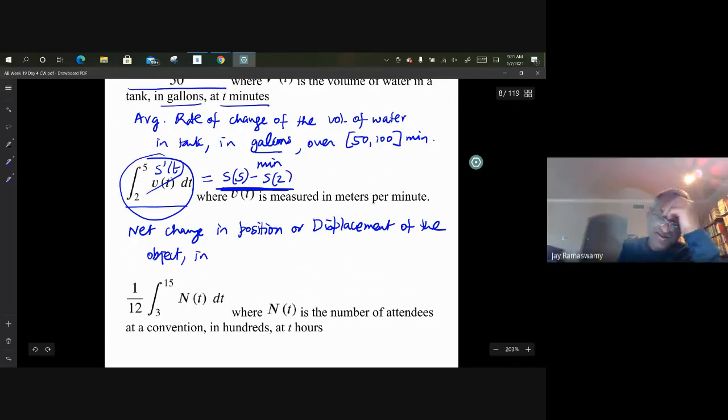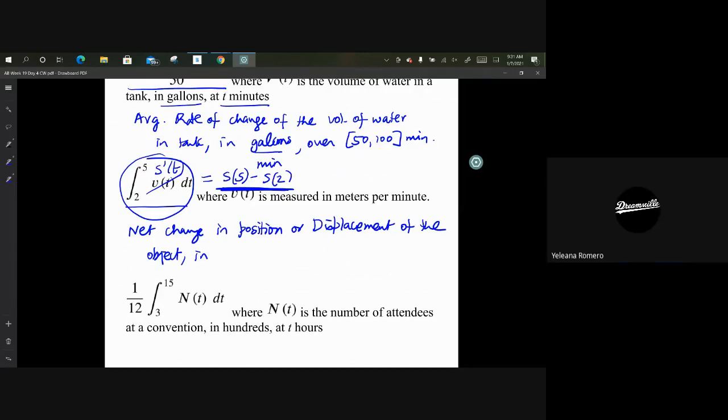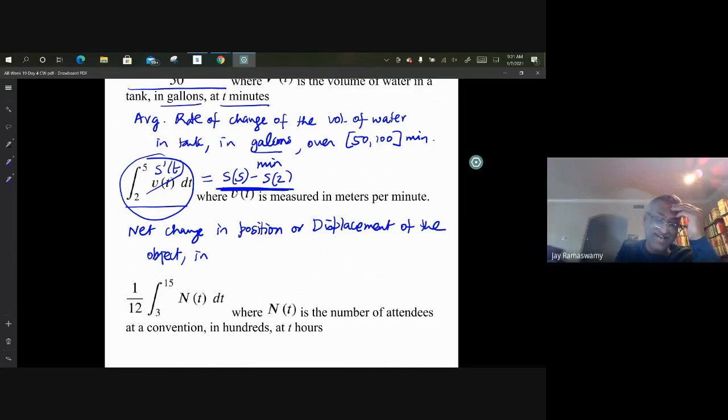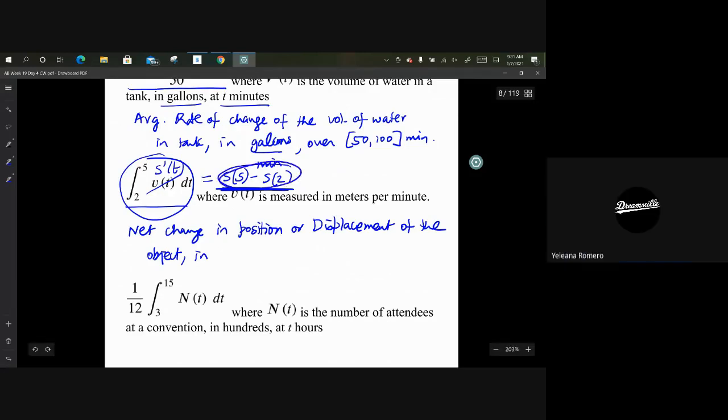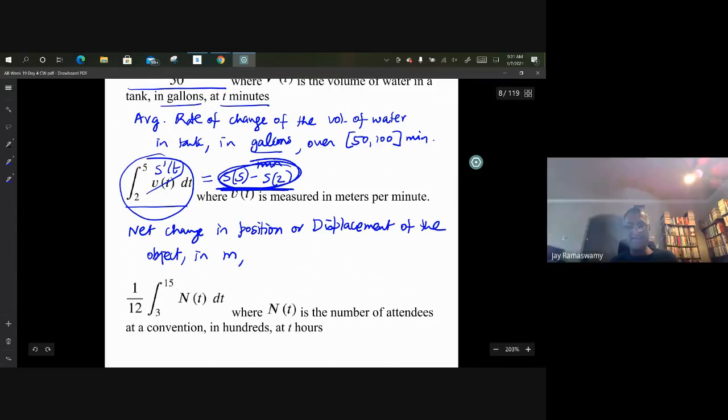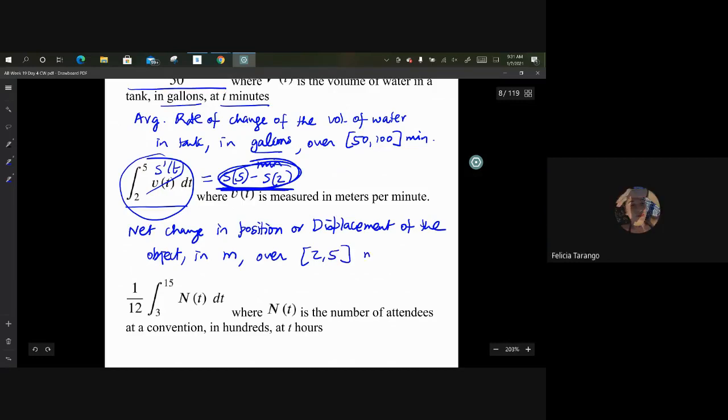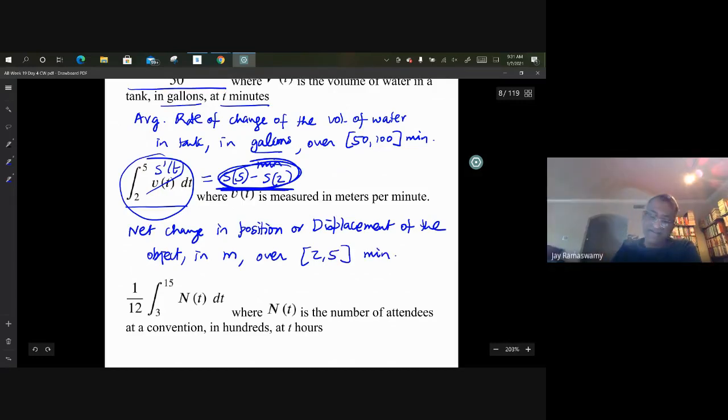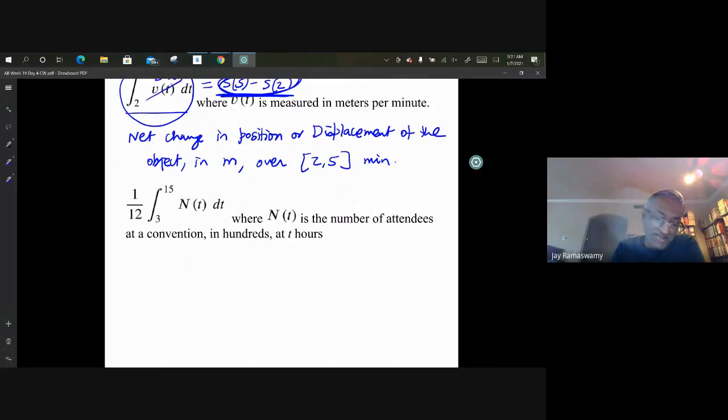What do the units do? In its position or displacement. Meters per minute? No. We're writing the units of position, so it would be just meters. Meters per minute is velocity. We want this for position, correct? In meters over the interval 2 to 5 minutes. Exactly. Okay, do the last one all by yourself as practice.